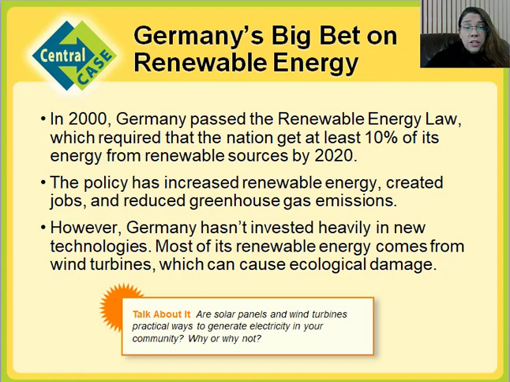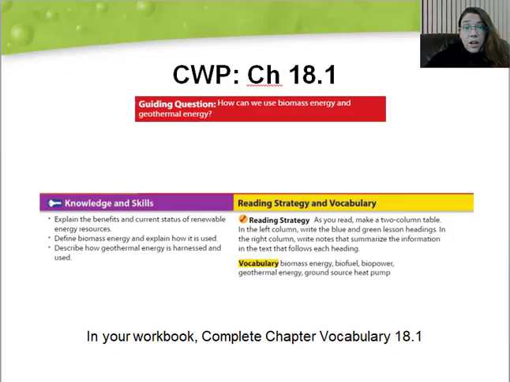So we have to question ourselves, are solar panels and wind turbines practical ways to generate electricity in our community? Maybe we'll learn more about why or why not as we continue through chapter 18. Our guiding question for this section is, how can we use biomass energy and geothermal energy? So today, Monday, we'll be covering chapter 18.1. This lecture will continue into Tuesday as we finish up chapter 18.1.